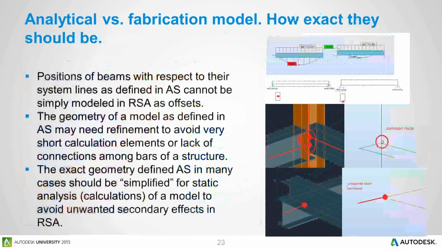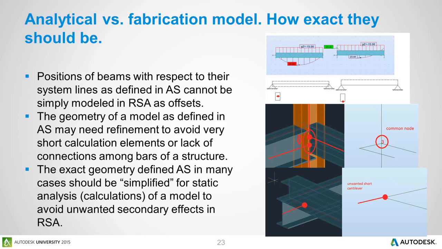When starting an analytical model in Advanced Steel or Plant, you should forget about the fabrication model principle and use the analytical one instead. You will return to the fabrication model after you know the final sizes of your profiles. You will get incorrect internal forces in elements due to support level. Positions of beams with respect to their system lines as defined in Advanced Steel cannot be simply modeled in Robot as offsets.